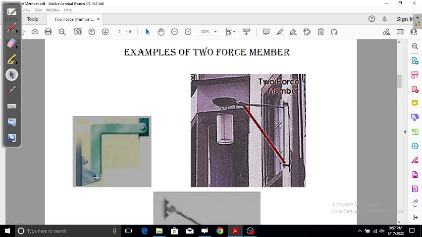So you can see at these two holes, there's a hole here, there's a hole here, where there is a rivet. You can draw a straight line between these two points, and basically a two-force member will be formed.